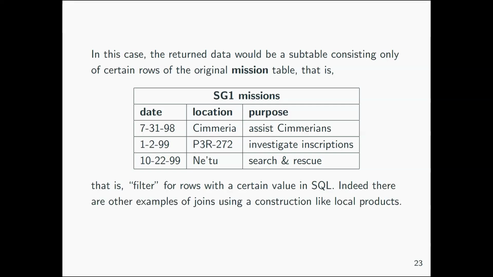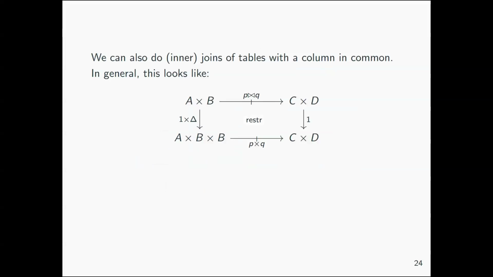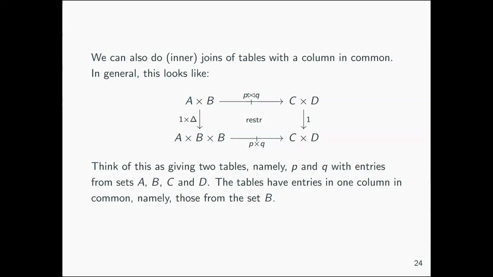One last example of computation. This one's a little harder. This is the join of two tables that have a column in common. Abstractly, this is kind of what it would look like. Imagine that P and Q are tables, and they share a column B in common. If we were to join these, we would form a restriction here along the diagonal from B. I want to apply this.